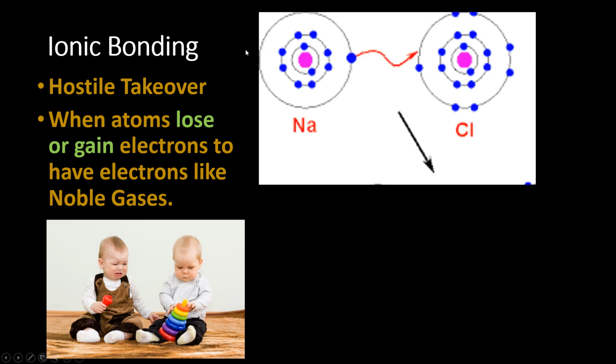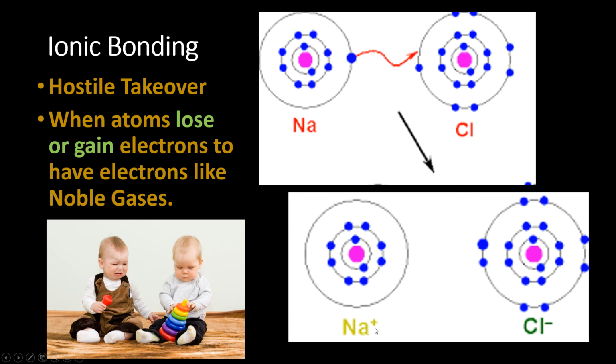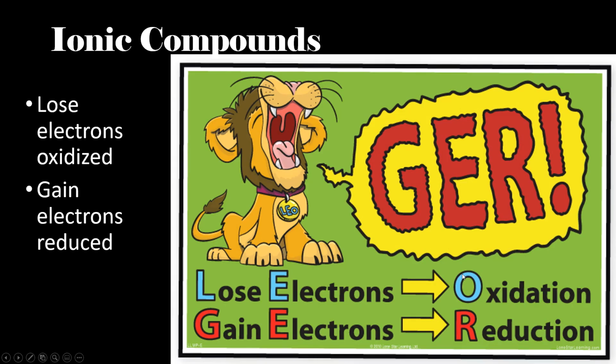So atoms lose or gain electrons to become like noble gases. And as we talked about, when sodium loses an electron to chlorine, now sodium thinks it has a noble gas configuration, and chlorine thinks it has a noble gas configuration. And then it's the attraction of that plus ion, because it's one electron down, and minus ion, because it's one electron up, that brings them together.